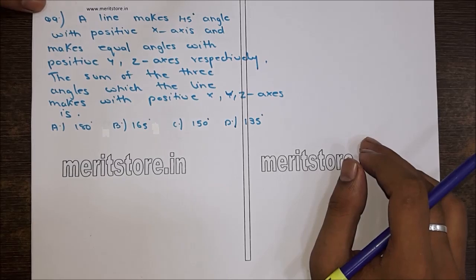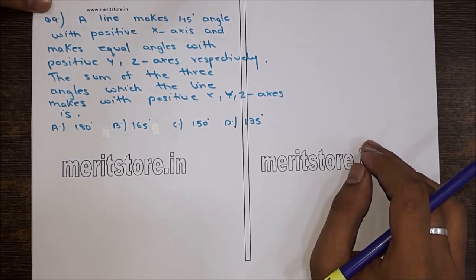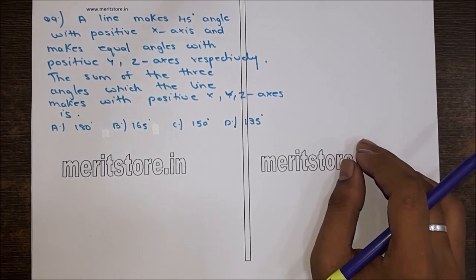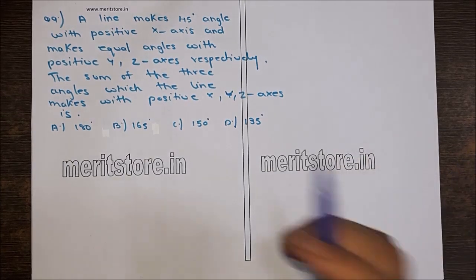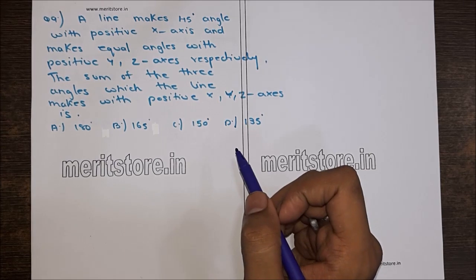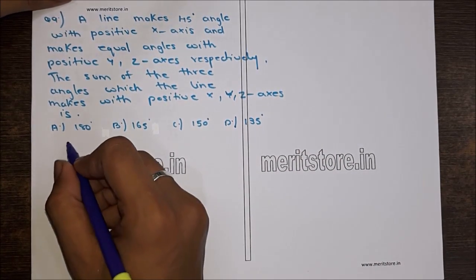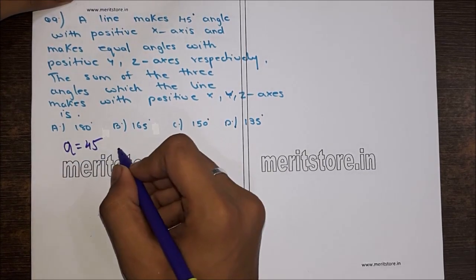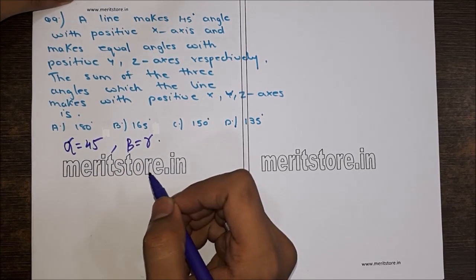Question number 9. A line makes a 45-degree angle with the positive x-axis and makes equal angles with the positive y and z axes respectively. The sum of the three angles which the line makes with the positive x, y, z axes is option A 180, option B 165, option C 150, option D 135. Okay, so we are given the following values. That is alpha is equal to 45 degrees and beta is equal to gamma.